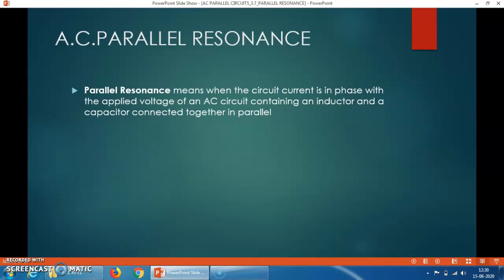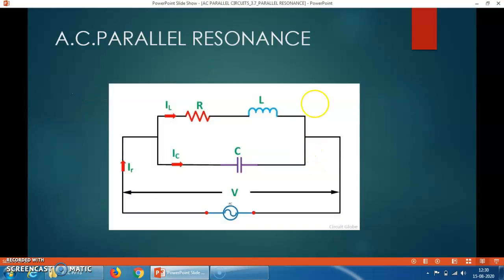Parallel resonance is exactly similar to series resonance. When the circuit power factor becomes unity, at that time we can say that parallel resonance has occurred. So let's understand by the circuit diagram.